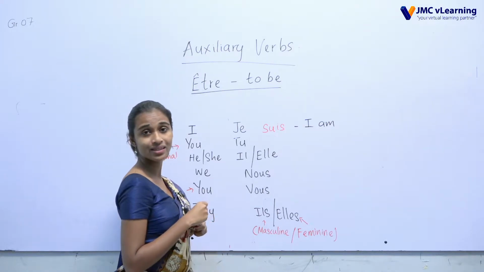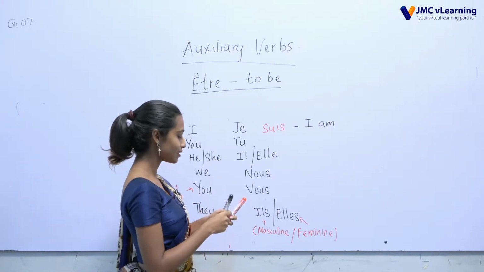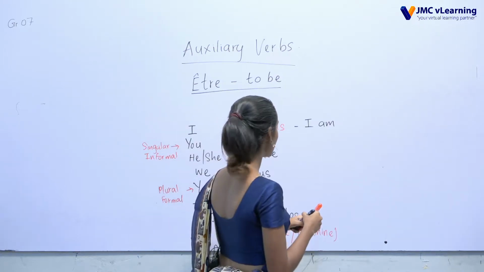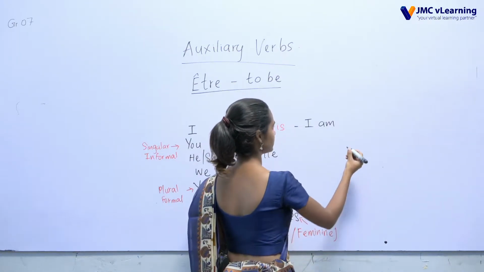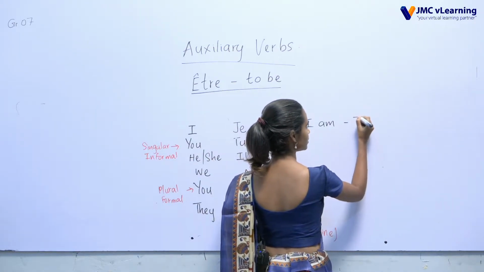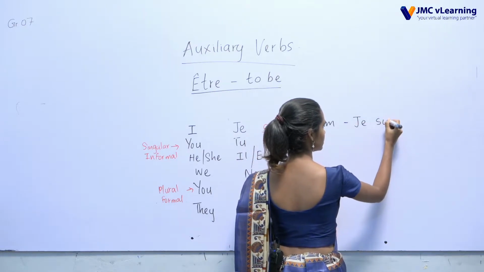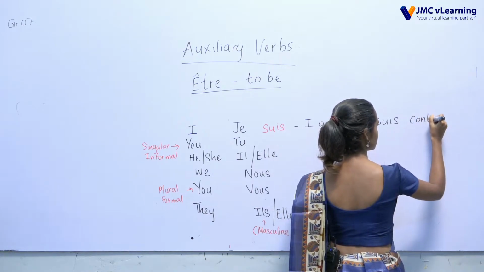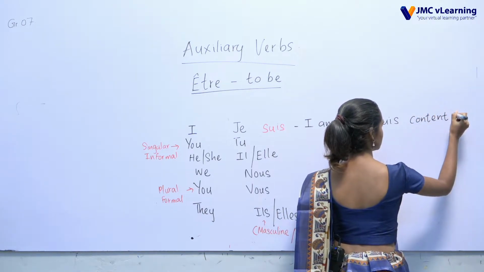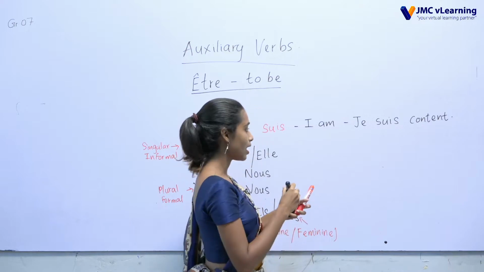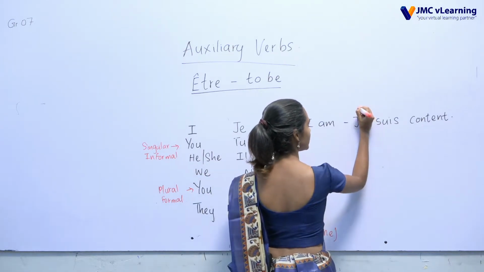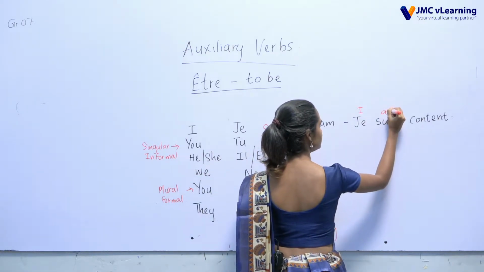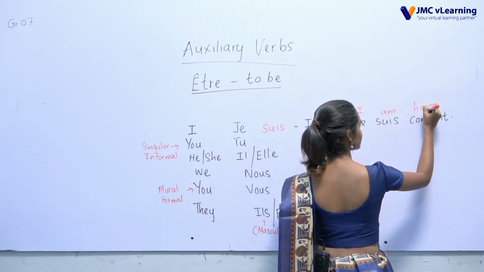So now let's write a sentence with this, right? I am happy. Je suis content. I am happy. I am happy.